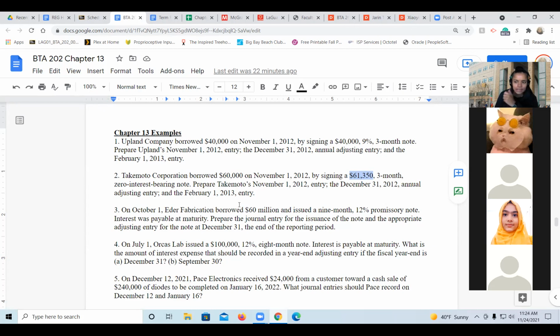So this is a zero interest note. When we first record it, we'll have to record a discount on notes payable, and I'll show you that in a second. Just take the question down if you need to, or if you didn't download the question.